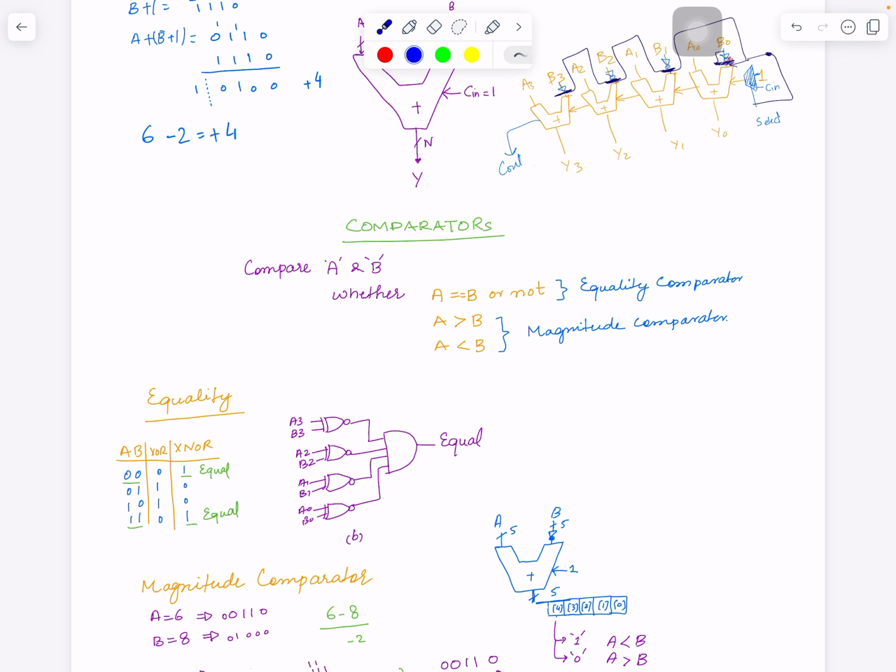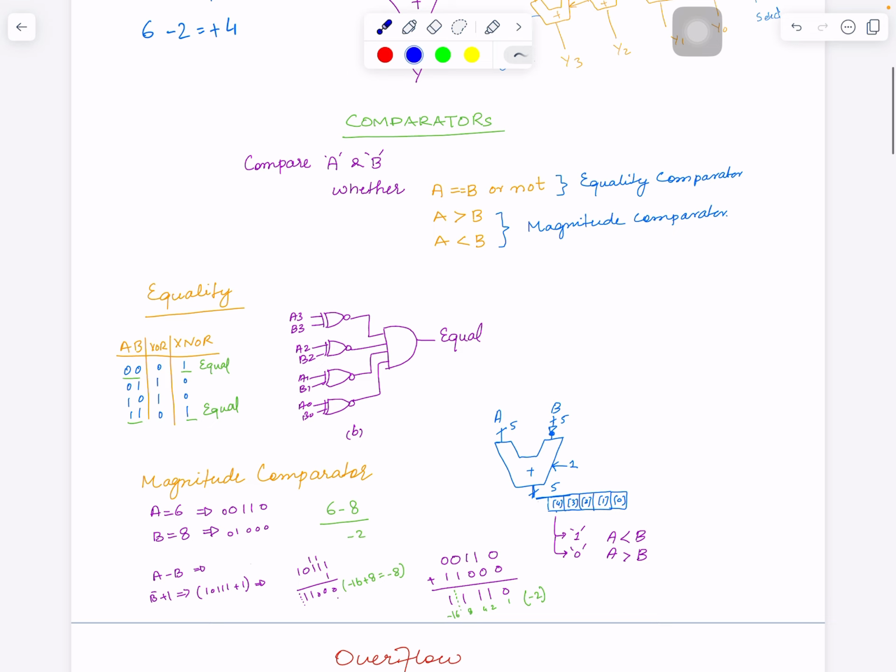Let's look into equality first, and I'm starting with a very simple example. We have only A is just 1 bit, B is 1 bit. That's the simplest example, correct? You can have 00, 01, 10, 11. When 00, that means it's equal. When it's 11, it's also equal. When they're 01 or 10, they're not equal. Simple, isn't it?